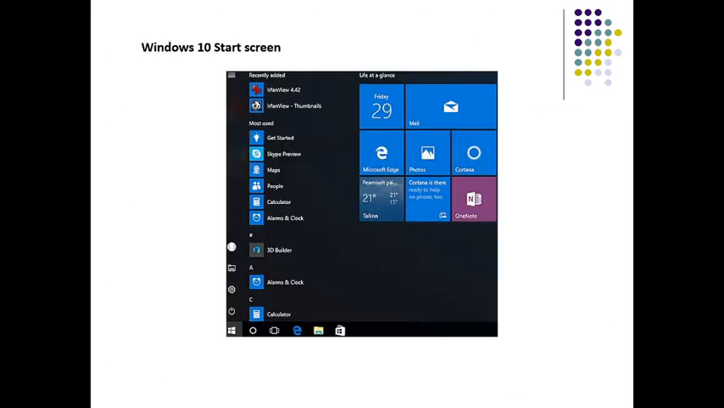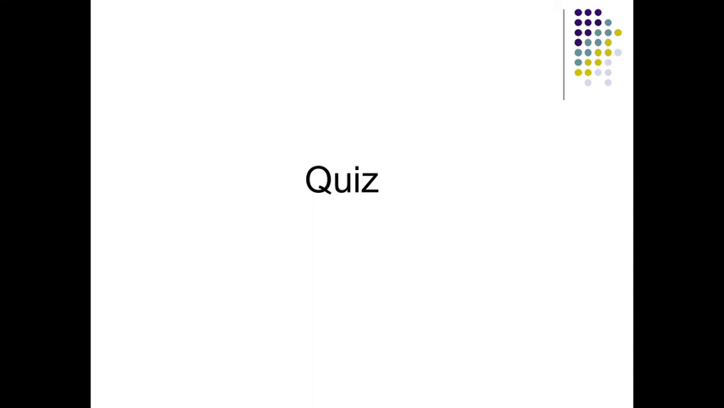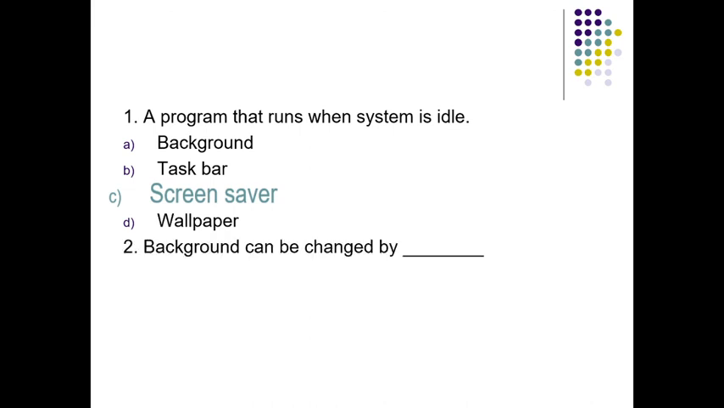So let us go to the quiz part of today's class. What is the first question here in the quiz part? A program that runs when system is idle. The options given are A. Background, B. Taskbar, C. Screensaver, D. Wallpaper. A program that runs when system is idle is screensaver. I have already explained what a screensaver is.